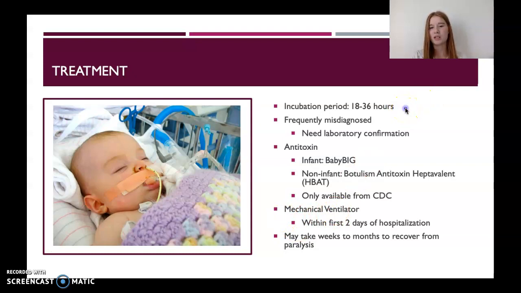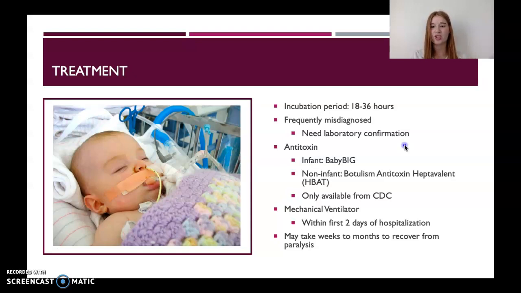The incubation period is usually about 18 to 36 hours, and most patients come to the hospital within 48 hours of their onset of symptoms. However, unfortunately, this disease is frequently misdiagnosed because it's so rare that most physicians just aren't familiar with it. Also, routine laboratory tests are not helpful at all to identify it. In order to 100% verify the diagnosis, they need laboratory confirmation of the bacteria or the toxin in the patient's stool or in their blood.